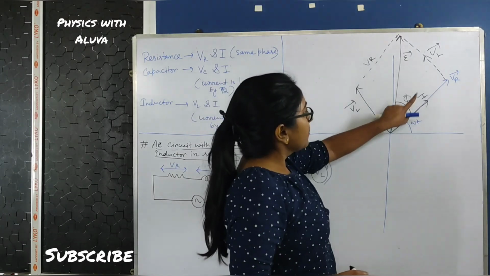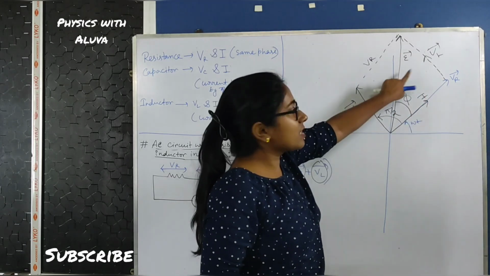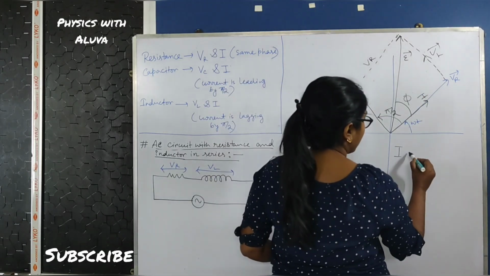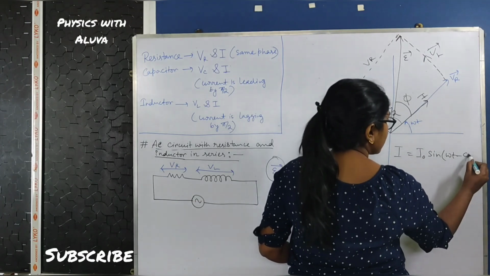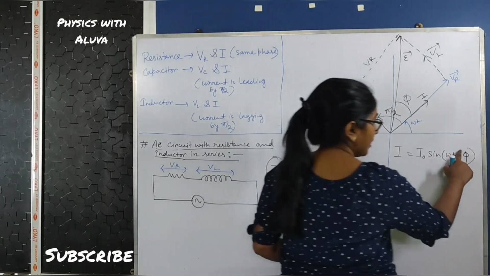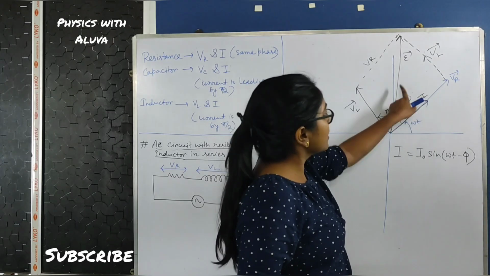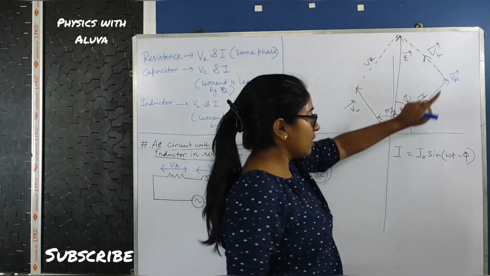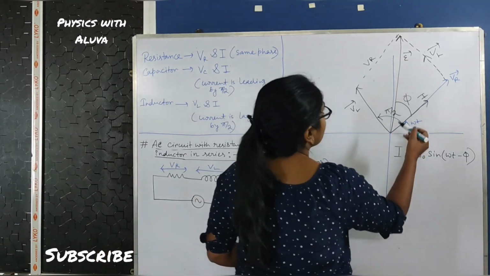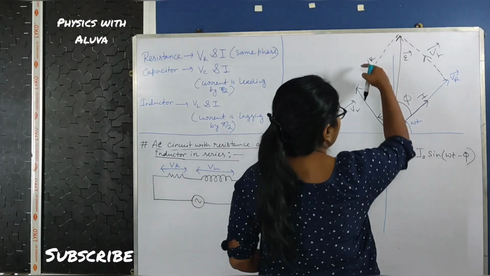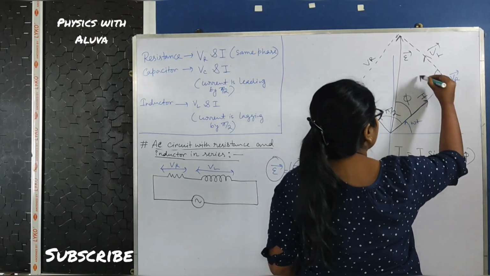From here we can see the current is lagging behind the resultant voltage, right? So from here we can write that I is equal to sine omega t minus phi. We are giving this minus sign due to this lagging factor. Here the current is lagging behind the resultant voltage. So this will be our current. And from here we can see that this angle is pi by 2 between VL and VR. The angle is always pi by 2. So this is VL and this is VR, so this angle will be pi by 2.